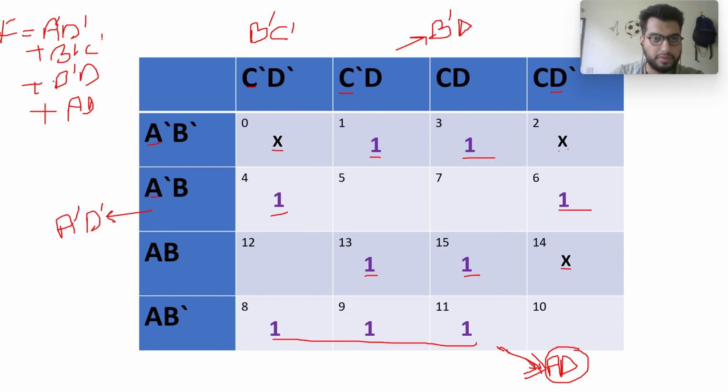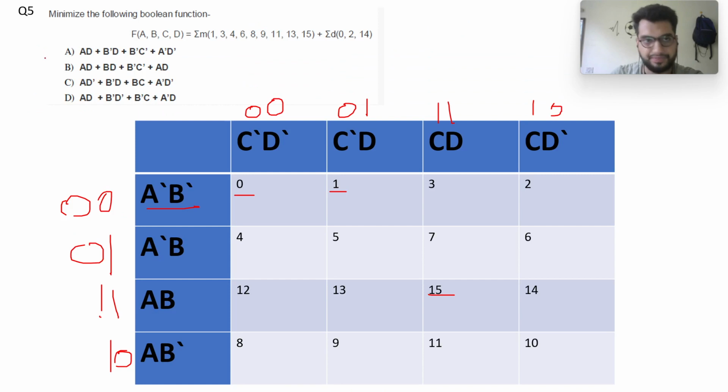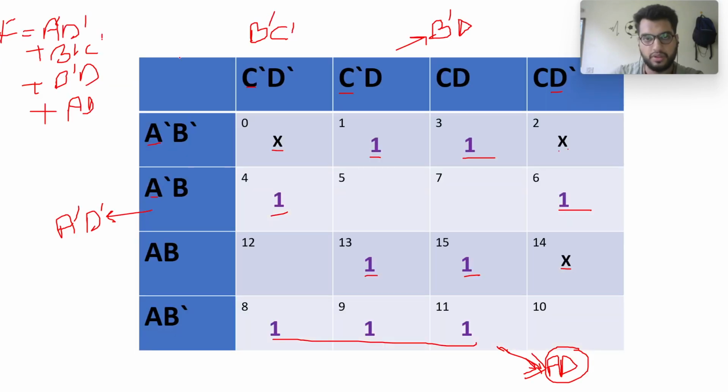So let me check the option corresponding to this. This is AD plus B dash D plus B dash C dash plus A dash D dash. So option A is the correct answer to this question.